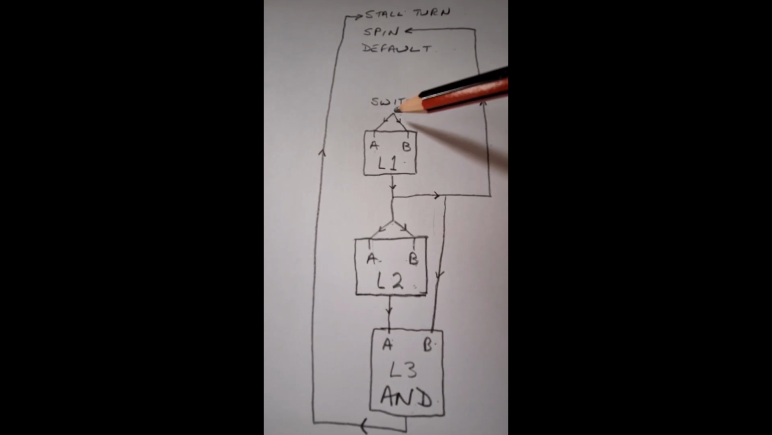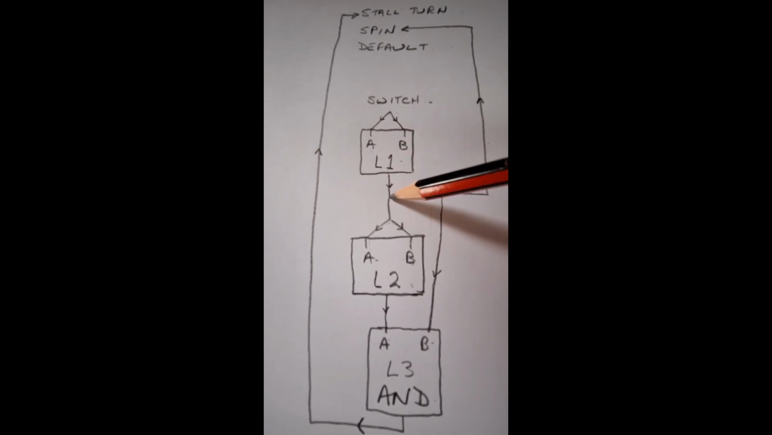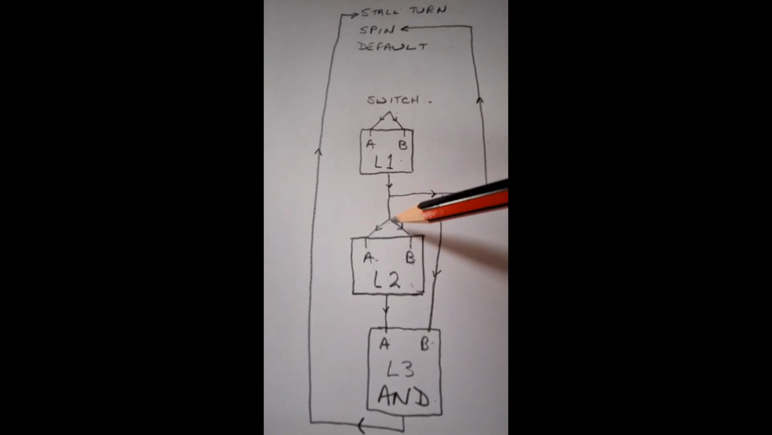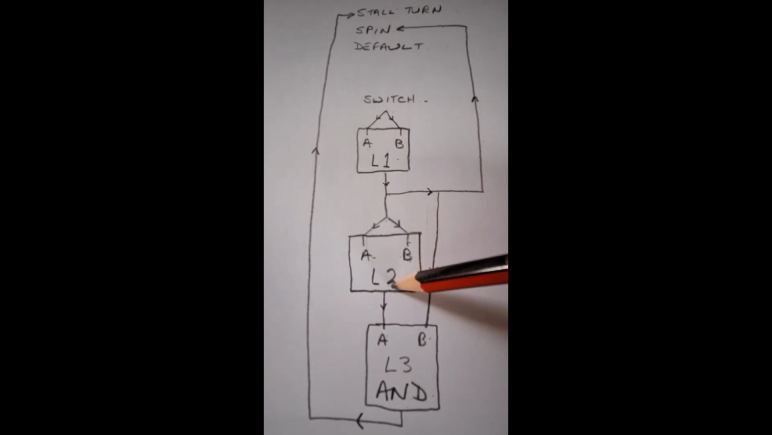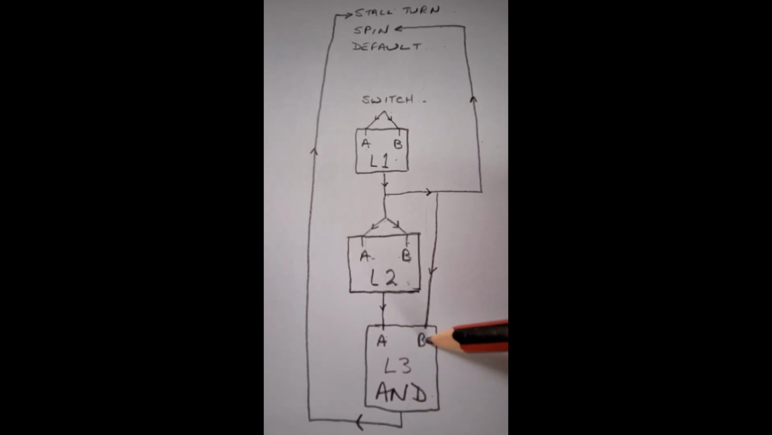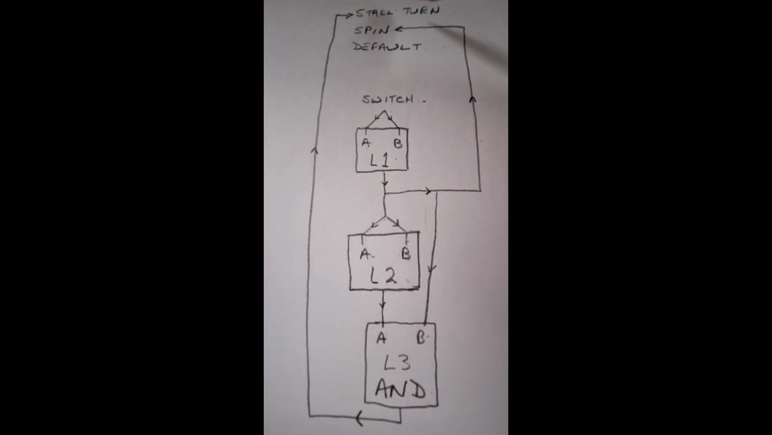Now we pull the switch again. That gets treated by logic switch 1 as its A input. It switches on its output, which once again switches on spin mode. Logic switch 2 now has a second on signal. That goes to input B, which switches off logic switch 2's output. So now the AND switch only has B switched on. A is off. Therefore, its output stays off. Stall turn is not switched on. So the only one switched on is spin mode.